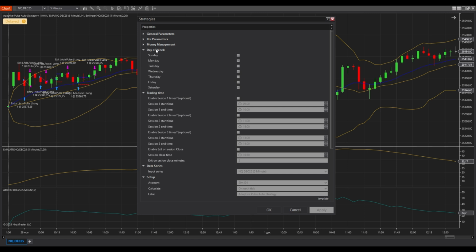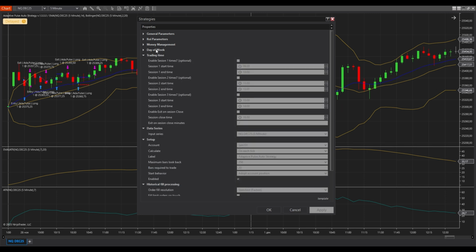Trading time. You can set up to 3 trading sessions per day. Enable session 1 times, session 1 start time, and session 1 end time define the first session. Enable it and set start and end times. Enable session 2 times, session 2 start time, and session 2 end time define the second session. Enable session 3 times, session 3 start time, and session 3 end time define the third session.